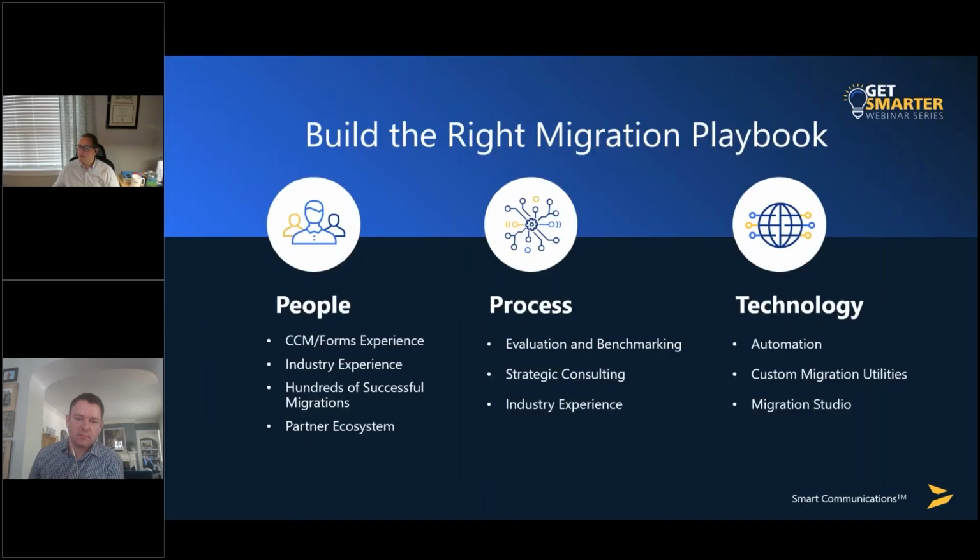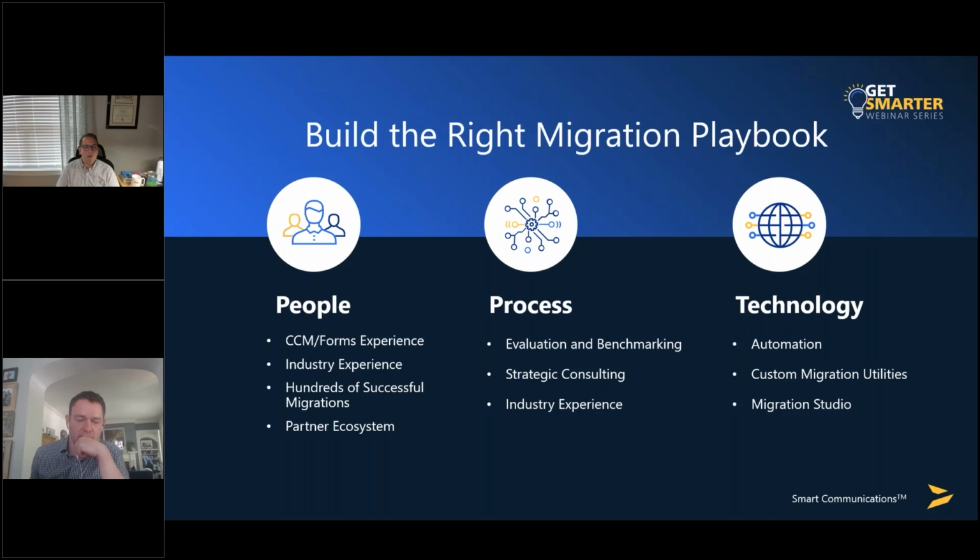So let's talk a little bit about building the right migration playbook. When it comes to that, you need 3 parts. You need people, process, and technology. From the people side of things, you need to bring in folks who have the experience with your legacy systems and with CCM in general, whether that's internal to your organization or a partner or SmartCOMM. Those people will be helpful in setting up best practices and a governance model for your migration. Having the industry experience is vital as well. Understanding your business, why things are done the way they are, why communications have to happen in a certain way is vital to that migration.